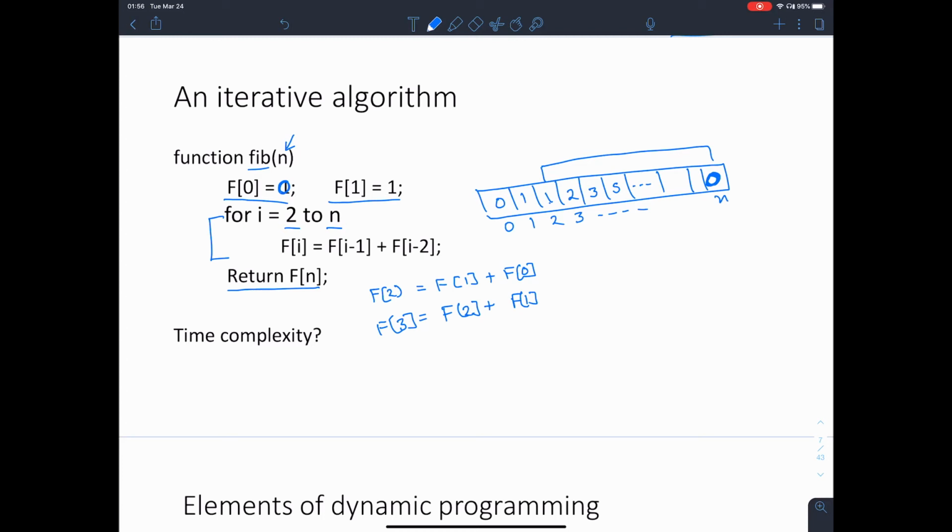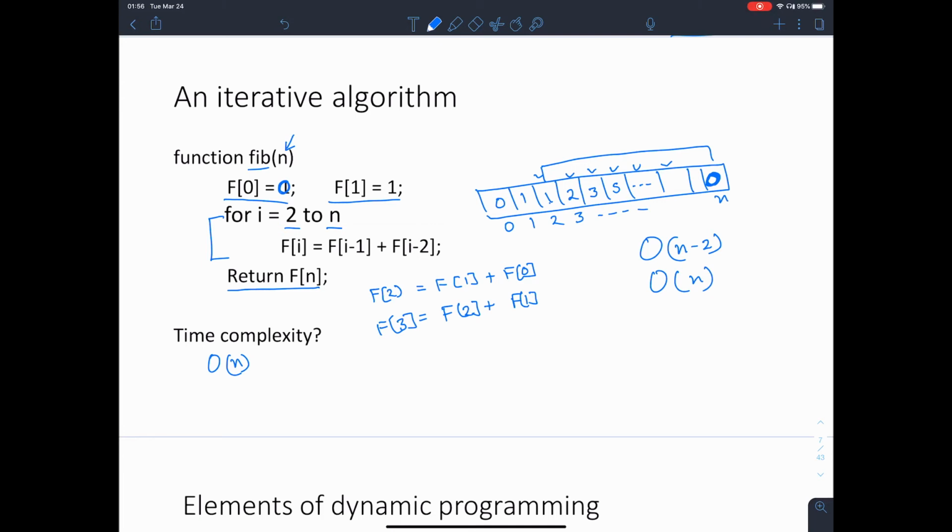Now, if we try to calculate the time complexity of this algorithm, we can easily figure out that it is order of n. Why order of n? Because we have to calculate the nth Fibonacci number. We have to calculate these numbers, which are about n minus 2. So we can ignore the constant, which is essentially order of n.